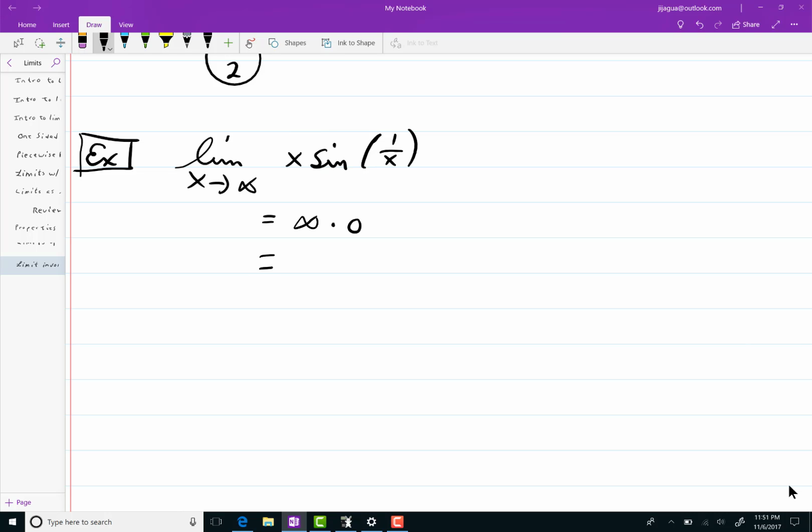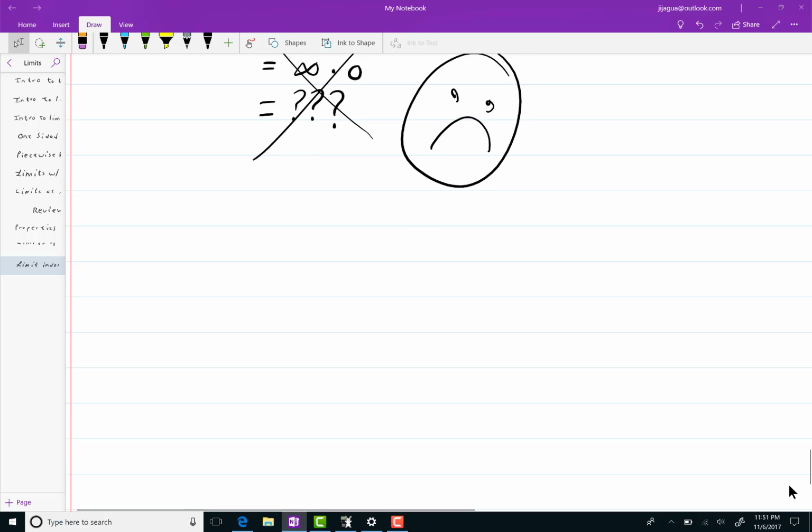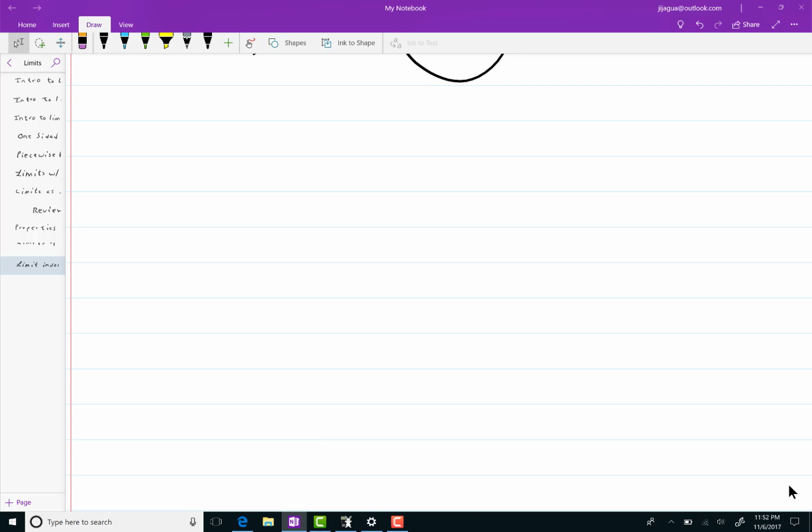Oh, before that, let me warn you of something that students typically do. A lot of students will recognize that the limit of x is infinity and the limit of sine of 1 over x is 0, and they'll write some stupid stuff like infinity times 0. No, don't play that game. That's an indeterminate form. There's nothing you can do with it.